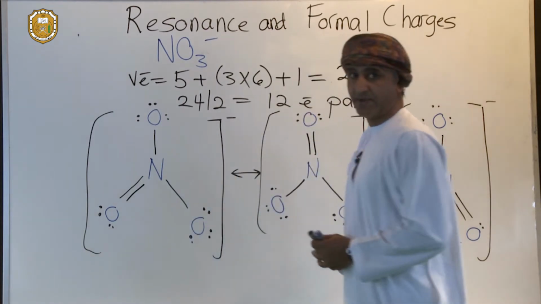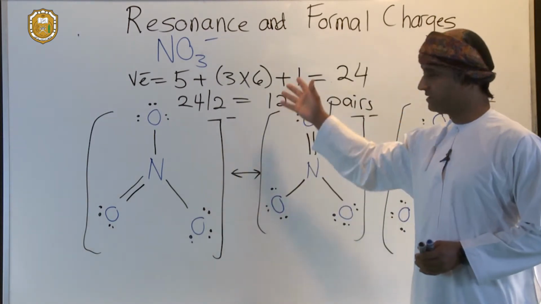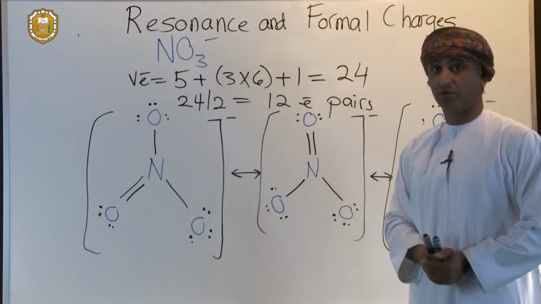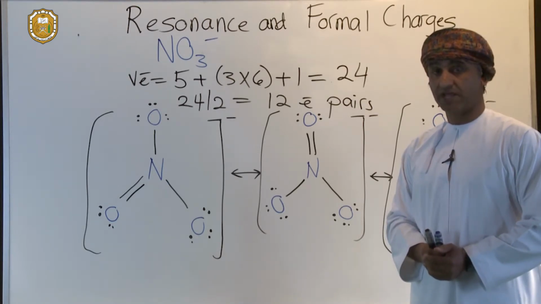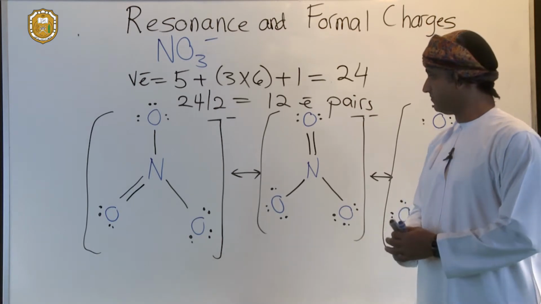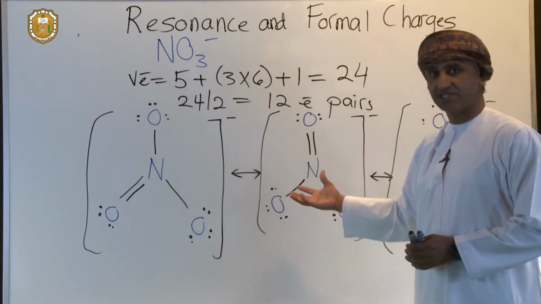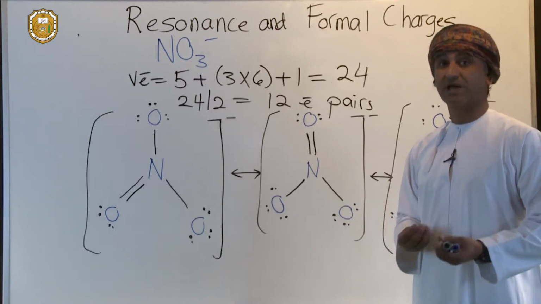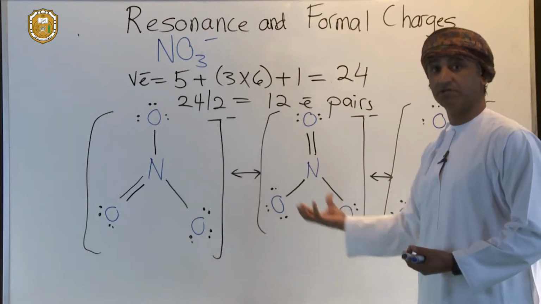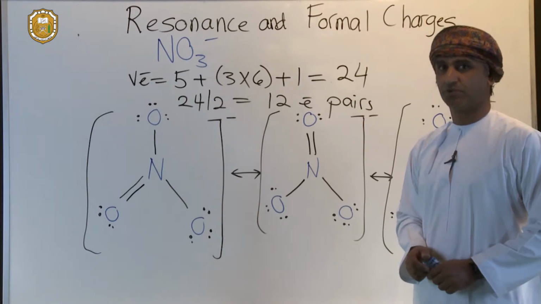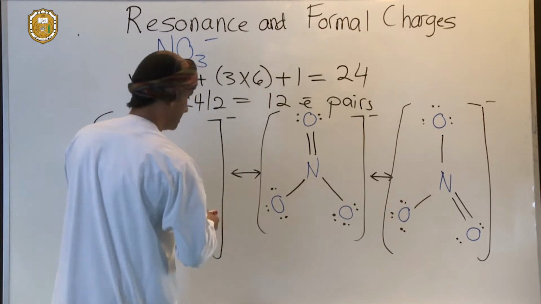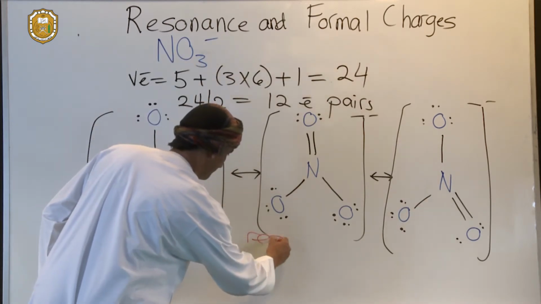Now it's found experimentally that all bonds in the nitrate ion are actually equivalent, not only in bond length but also in bond strength. This suggests that the actual structure is none of them, but actually an average of all of them, or what's called a resonance hybrid, because this phenomenon in chemistry is called resonance. So this is resonance, and the actual structure is a resonance hybrid.